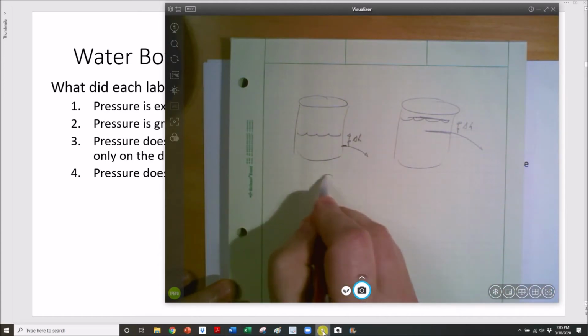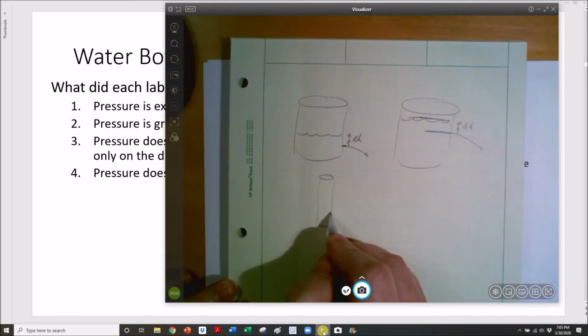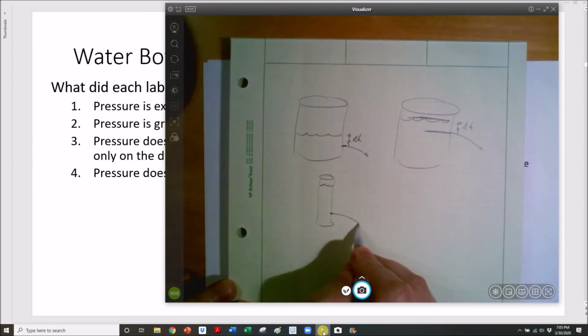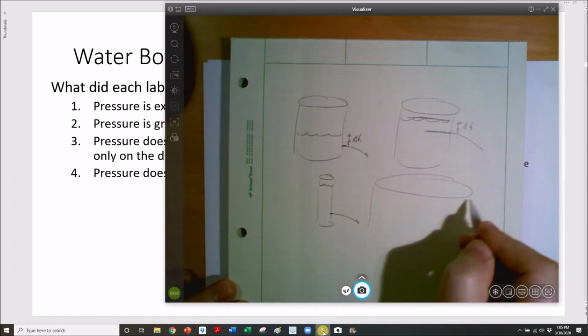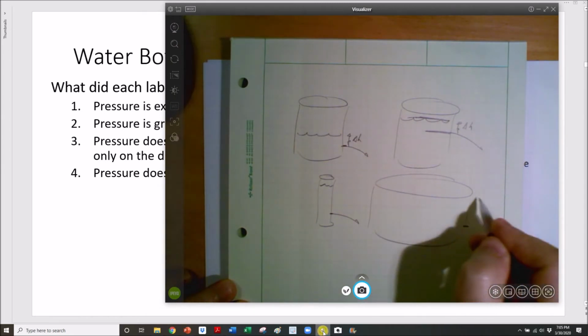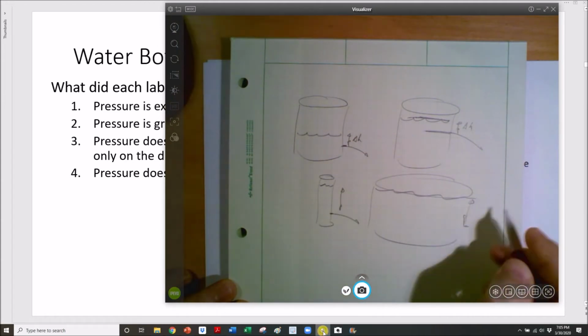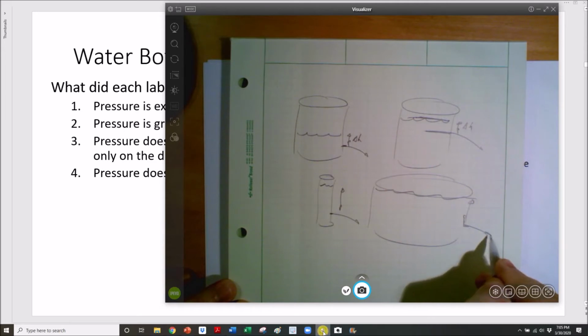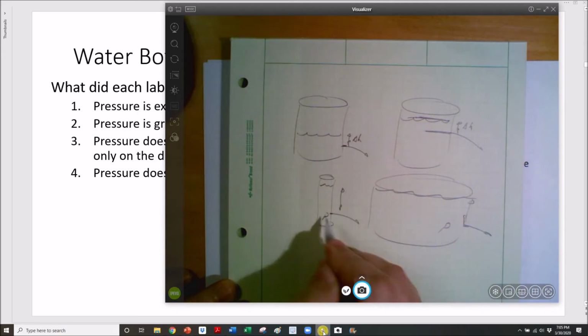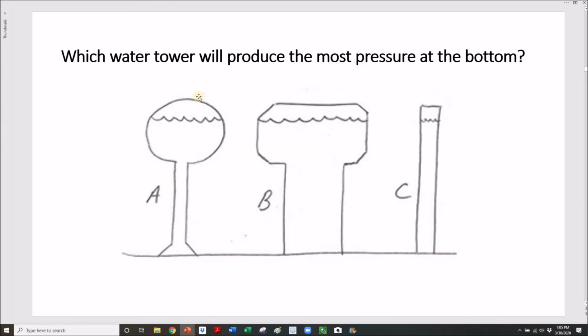We have a tiny container like this where we punch a hole in the side, the water is going to squirt out. And if we have a really wide container and we punch a hole in the side, as long as this height difference is identical, then the water is going to squirt out the same because the pressure here and here will be exactly the same. Okay, so which water tower will produce the most pressure at the bottom? We know that answer, that the width or amount of water makes no difference, only the height. At the bottom of each of these water towers, the pressure is identically the same.